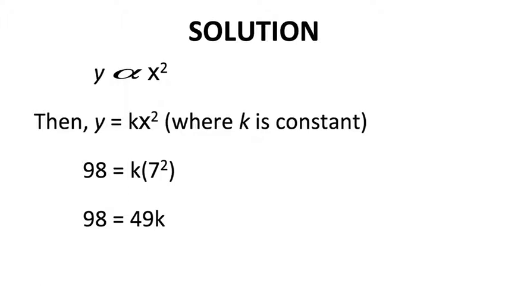Remember from the question, the value of y is 98, while the value of x is 7. Upon substitution, we have 98 equals k times 7 raised to the power of 2. 7 raised to the power of 2 is 7 times 7, which is going to give us 49. That is 98 equals 49k.